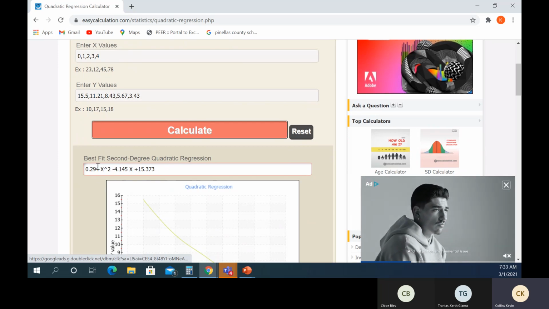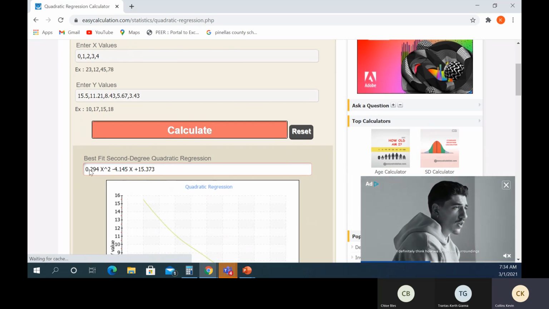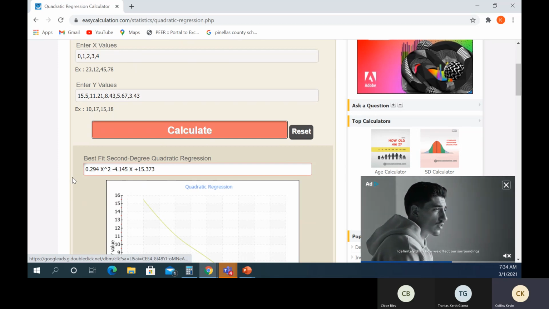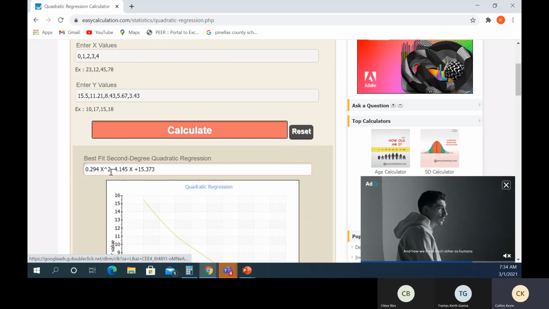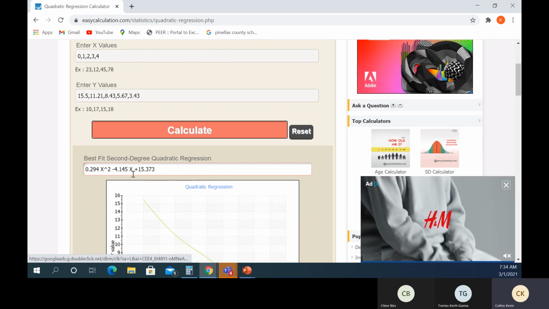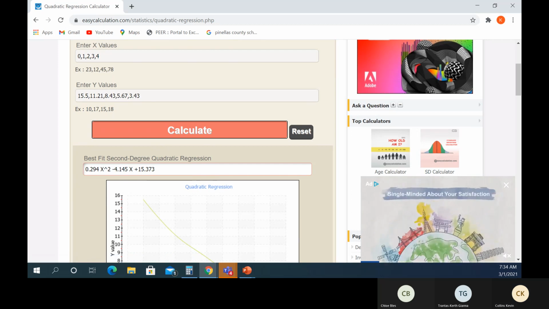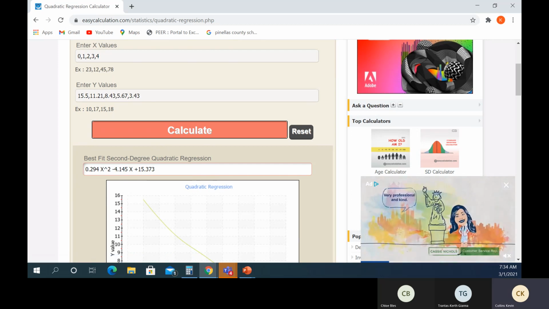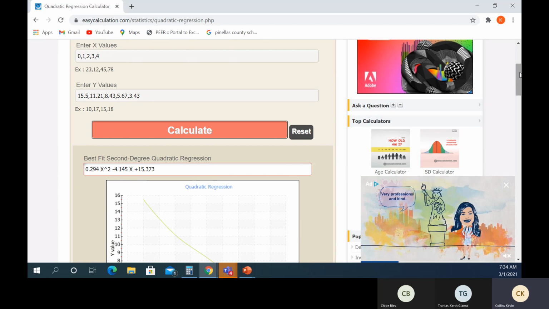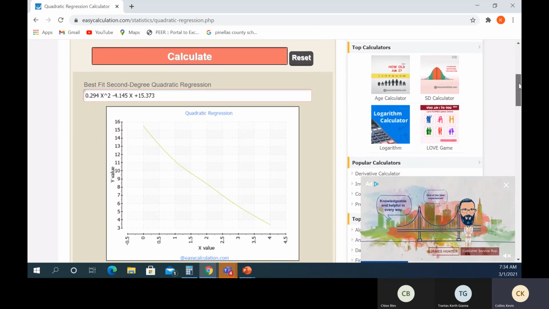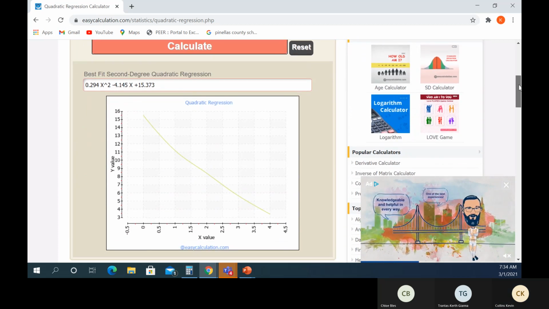So here is our actual equation. So it's going to be 0.094x squared minus 4.145x and then plus 15.373. So what this has done is this has calculated a quadratic that fits our data the best. And there it is right there.